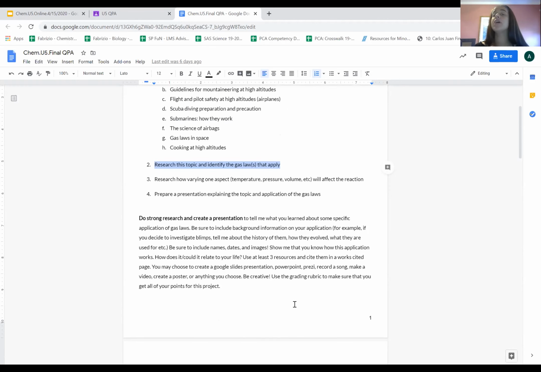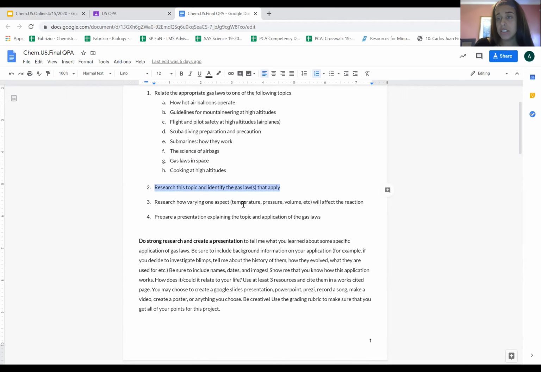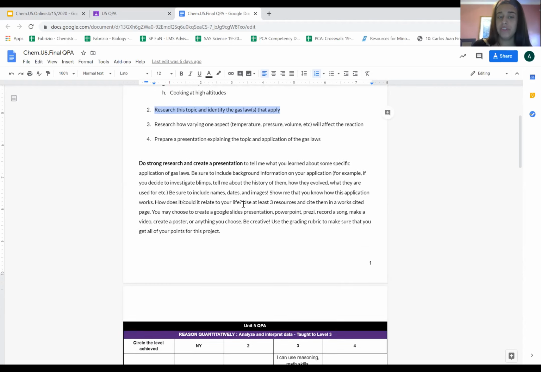Use your extra sheet of paper, or you can just type right on this document if you are using your computer, to do your research and then connect the gas laws to your topic. So think about the chemistry of your gas laws.